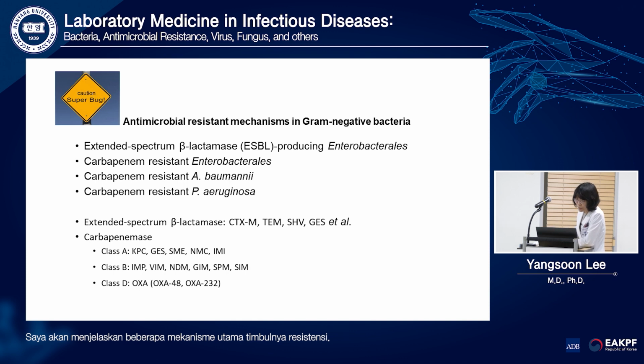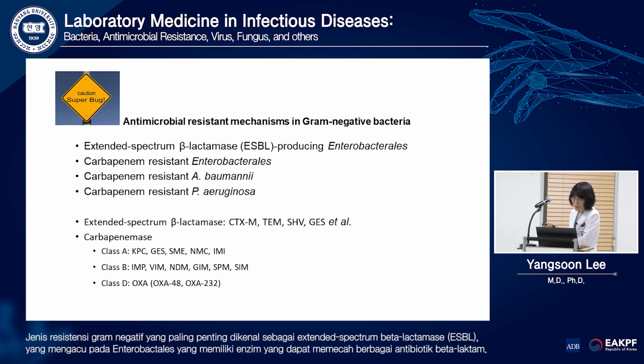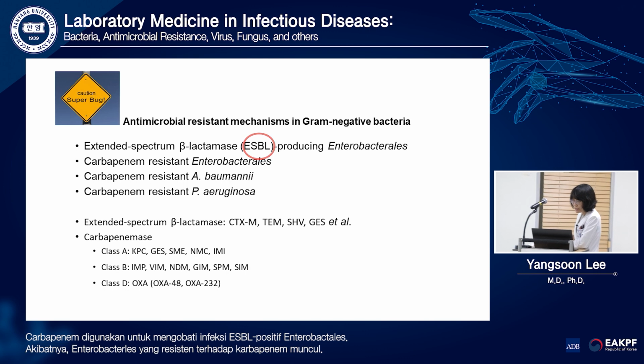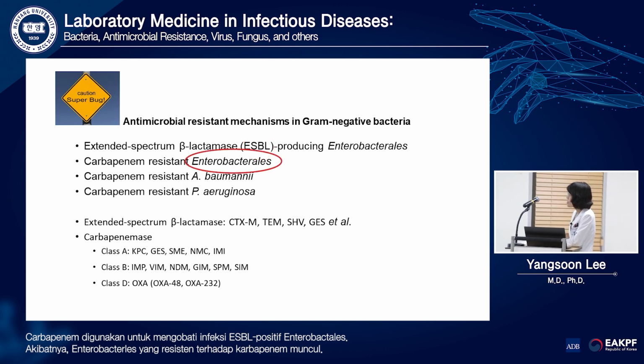I will explain some of the key mechanisms by which resistance develops. The most important type of gram-negative resistance is known as extended-spectrum beta-lactamase, ESBL, which refers to Enterobacterales that have enzymes that can break down a diversity of beta-lactam antibiotics. Carbapenem is used for ESBL-positive Enterobacterales infection. As a result, carbapenem-resistant Enterobacterales appeared.